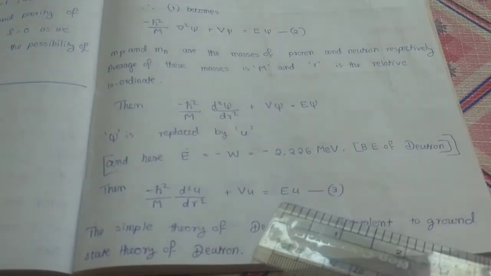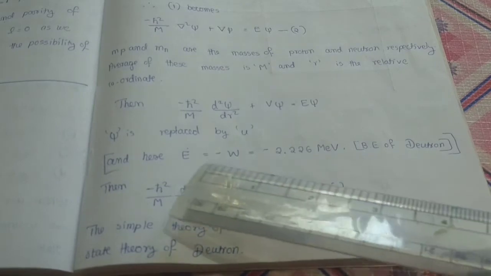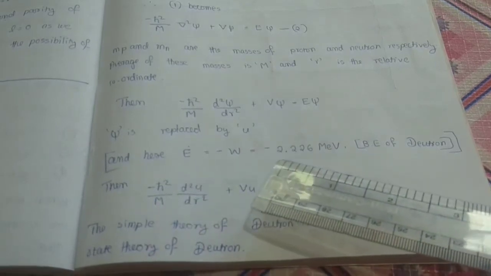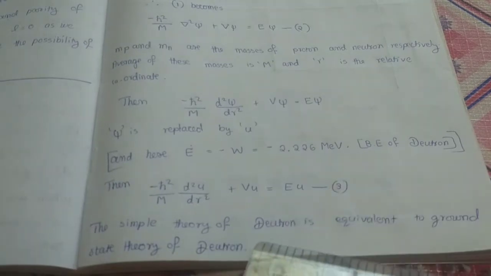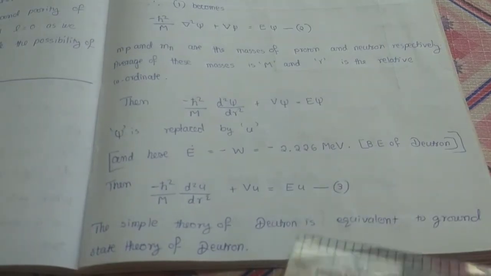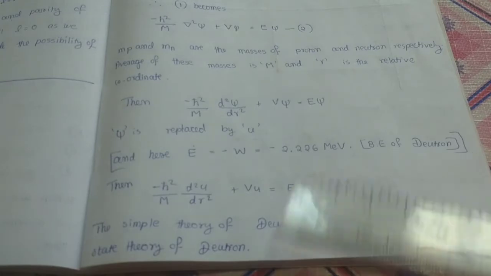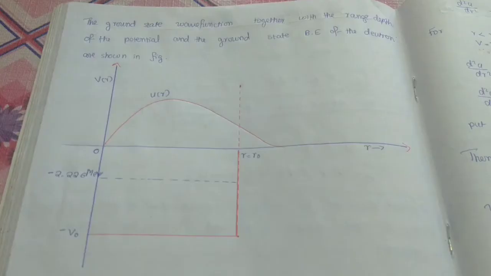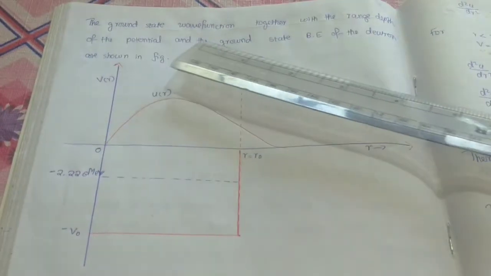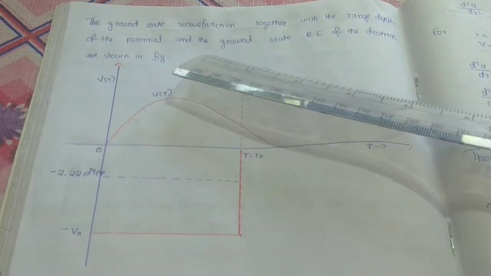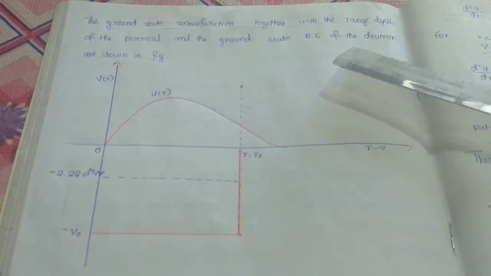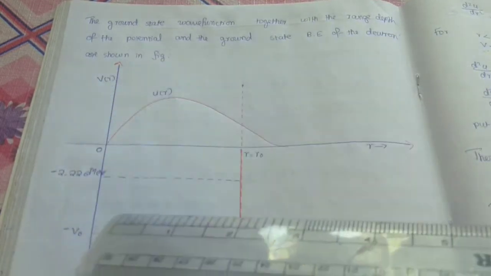Here E is the binding energy of deuteron, which is equal to minus 2.226 mega electron volt. The simple theory of deuteron is equivalent to the ground state theory of deuteron. The ground state wave function, together with the range and depth of the potential and the ground state binding energy of deuteron, are shown in the figure.